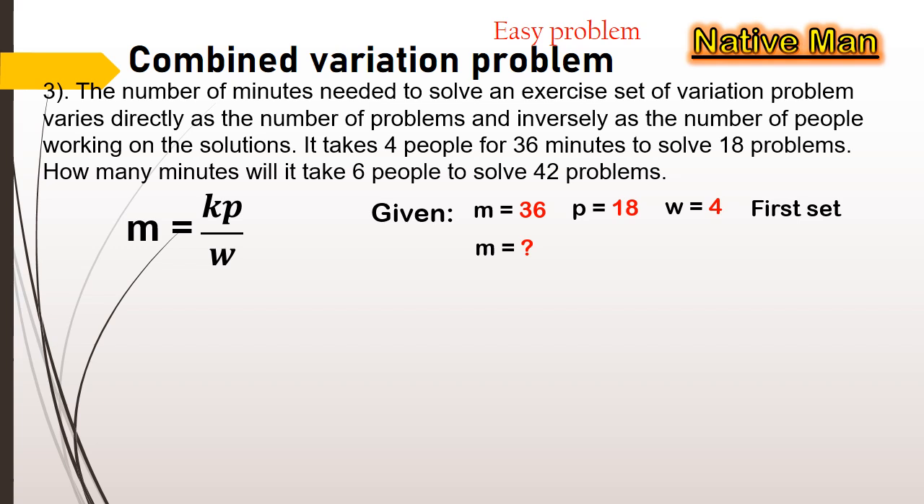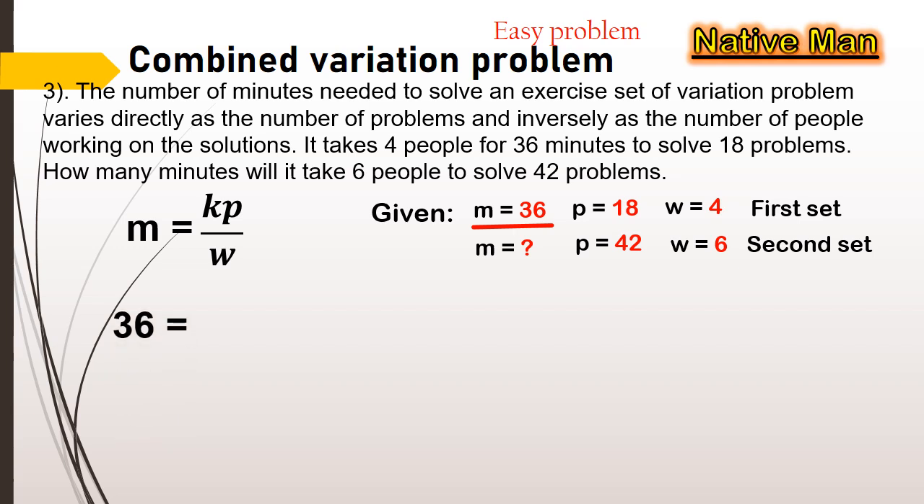So, second set po natin, how many minutes? So, M is unknown. How many minutes? 6 people and 42 problems. Okay. So, P is 42 problems. Then, yung people working is 6. That is our second set. So, again, use the first set to solve for the constant.